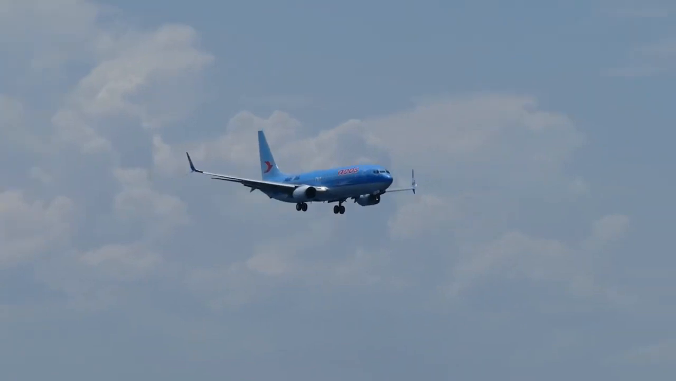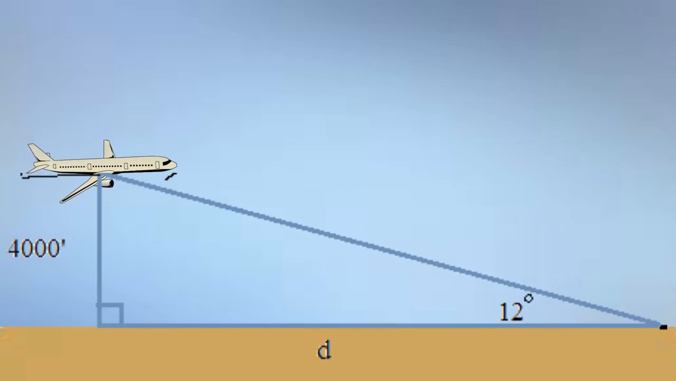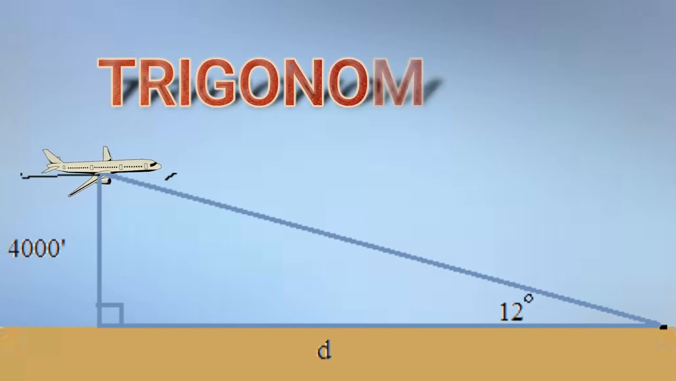So let's see the real life application. Let's say we have a plane flying at an altitude of 4,000 feet and it is descending with an angle of 12 degrees towards an airport. What is the distance from the plane to the airport? For examples like this, we will need the application of trigonometry.